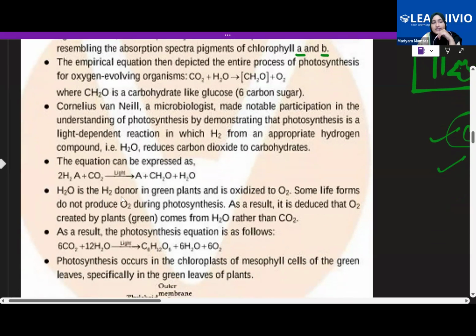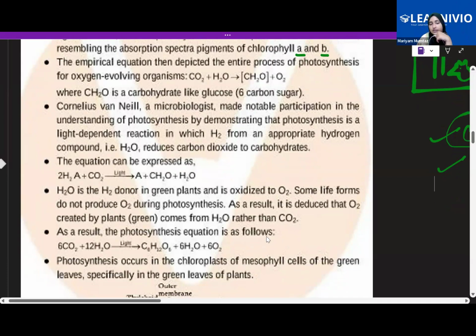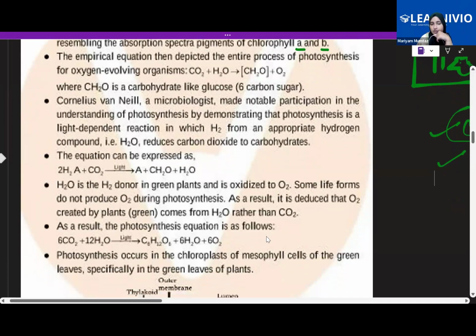So H2O is the hydrogen donor in the green plants and this gets oxidized to O2. Always remember, since photosynthesis is a redox reaction, meaning oxidation and reduction, both the things will happen. The water molecule gets oxidized, whereas the CO2 molecule gets reduced. So the water gets oxidized to form the oxygen and the CO2 gets reduced to form the glucose molecule.